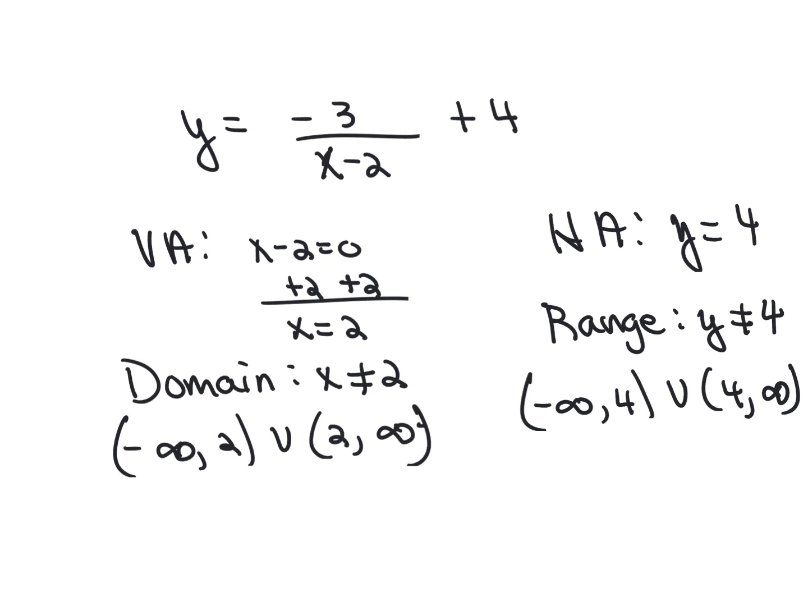The horizontal asymptote of this rational equation is 4, since it was moved up 4. That means the range, y cannot equal 4, and it is written in the same format as the domain, negative infinity to 4 union 4 to infinity.